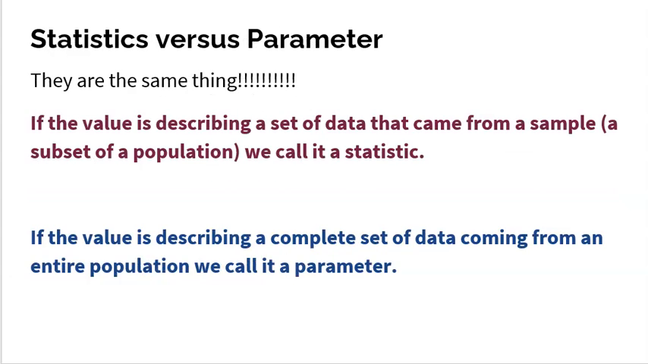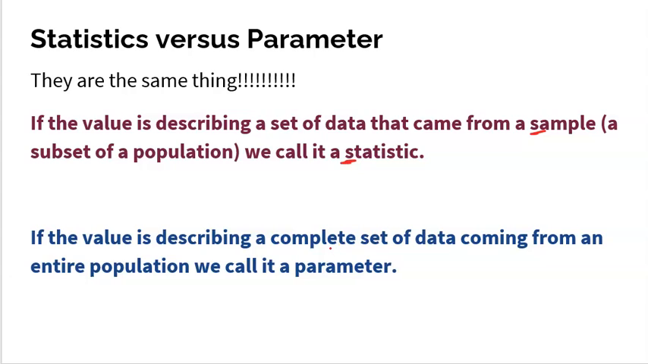Statistics versus parameters. For all intents and purposes, they really are the exact same thing. However, if the value is describing a set of data that came from a sample, which is a subset of a population, we call that a statistic. It's actually really easy to remember. S for sample, S for statistic. So if it came from a sample and it describes that sample, it's a statistic.